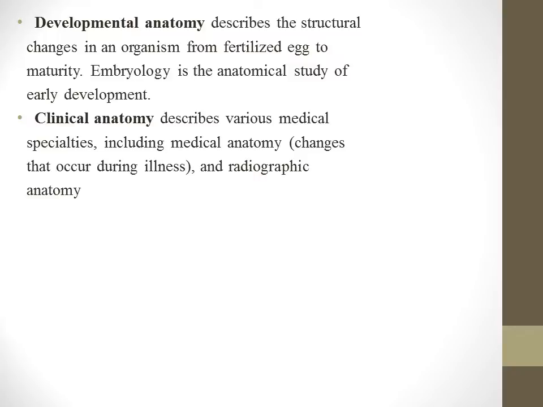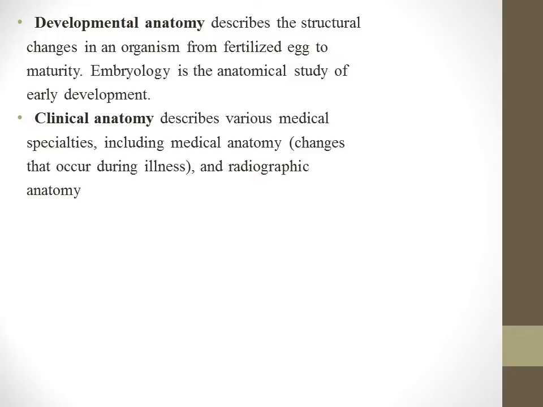Another division is developmental anatomy, which describes the structural changes in an organism from fertilization to maturity. This one is studied under embryology. It shows us what happens, especially in a woman, from when the egg is fertilized to when a baby is born. It's a nine-month stage, but there are structural changes that take place during that period, and this is studied under developmental anatomy or embryology.